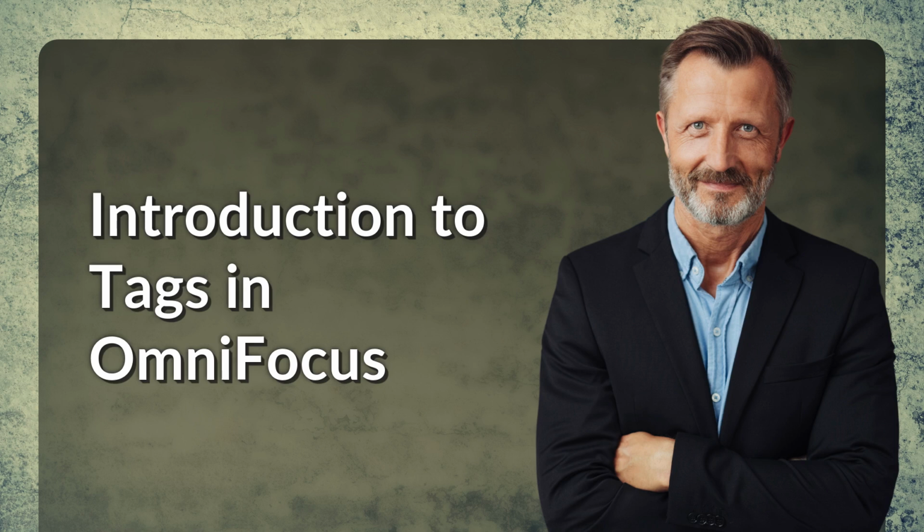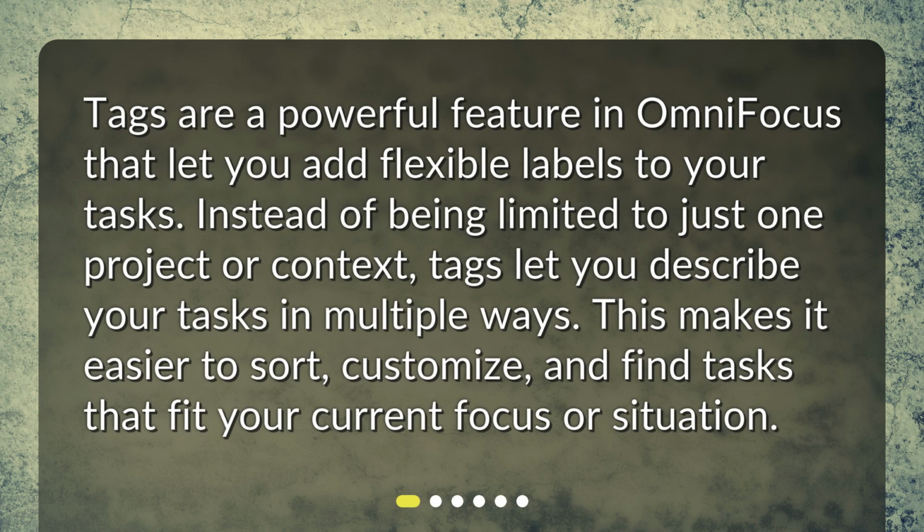Introduction to Tags in OmniFocus. Tags are a powerful feature in OmniFocus that let you add flexible labels to your tasks. Instead of being limited to just one project or context, tags let you describe your tasks in multiple ways. This makes it easier to sort, customize, and find tasks that fit your current focus or situation.